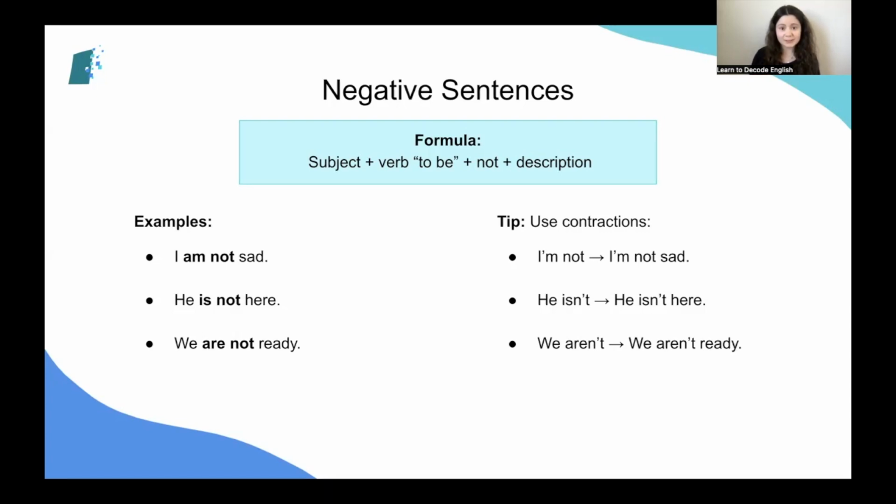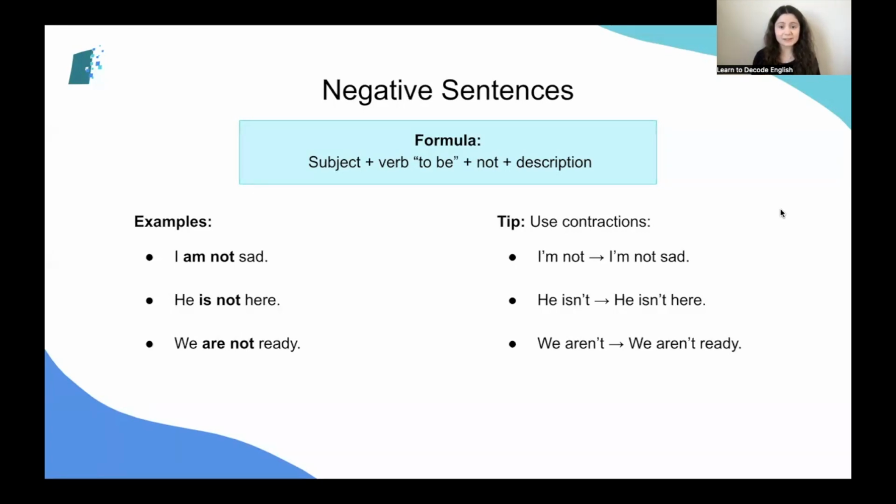When forming a negative sentence with the verb to be, you'll follow this structure. Subject, verb to be, the word not, and lastly, your description or the last part of your sentence. So you can say, I am not sad. He is not here. We are not ready.